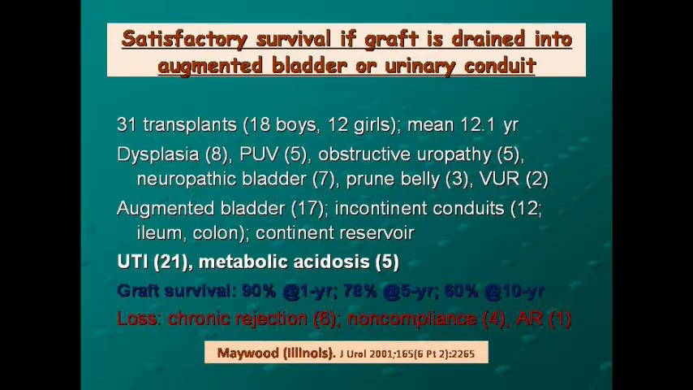Again, similar data from a series from Maywood, Illinois, 30 odd patients, with a spectrum of changes, showing that although there was a high risk of urinary tract infections, the graft survival at 1 year, 5 years, and 10 years is almost similar to what you would expect in patients who do not have these structural abnormalities.